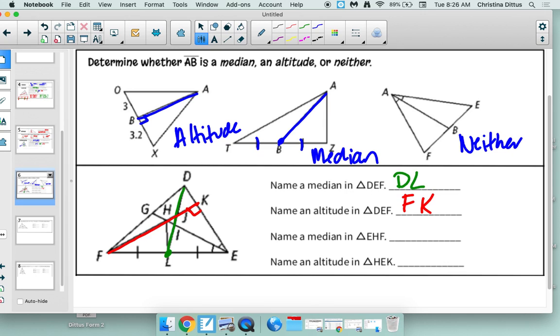Here's where it gets a little tricky because we're looking inside this triangle. E, H, F is that blue triangle. Median means midpoint. Find me a midpoint in there. L, same place. This time I'm not going to D, I'm going to H. H, L.